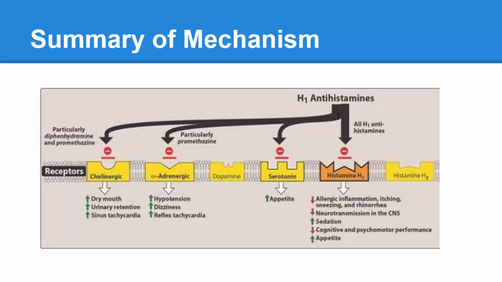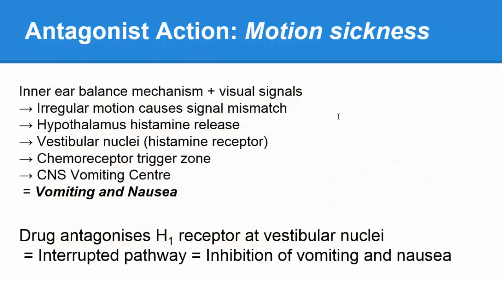This is a summary of the action of H1 antihistamines, including the sites of adverse reactions. However, do remember that second generation H1 antihistamines have reduced effects on the cholinergic receptors. An example of a clinical use of H1 antihistamines is when treating emesis, also known as motion sickness.